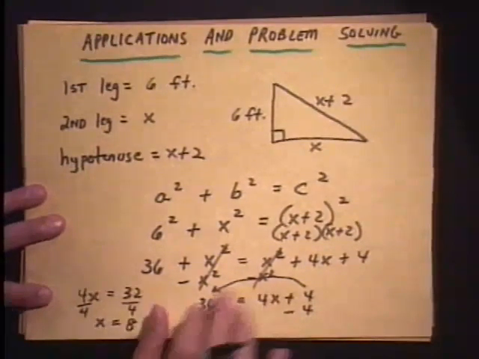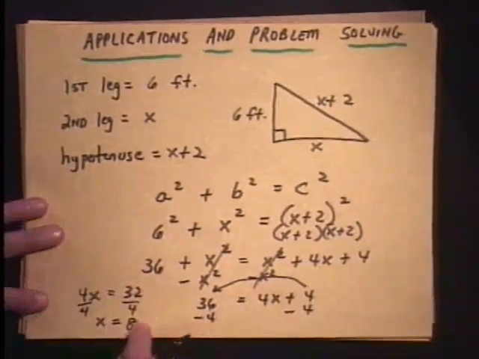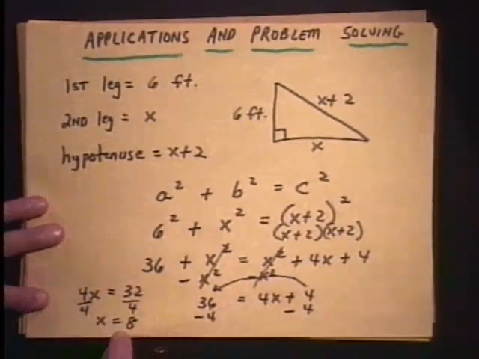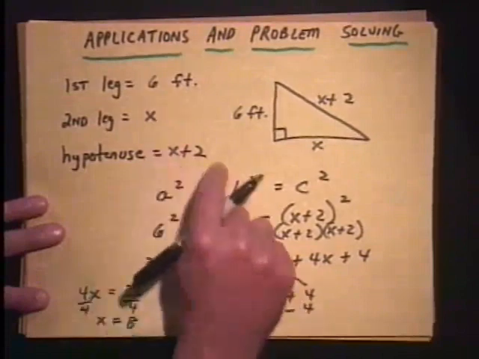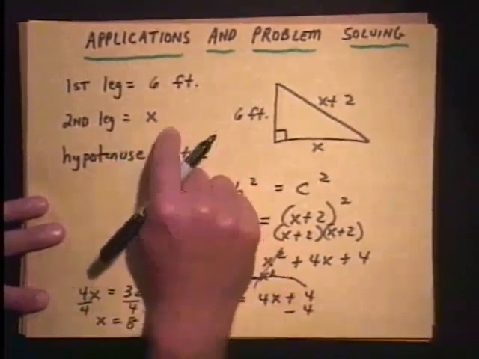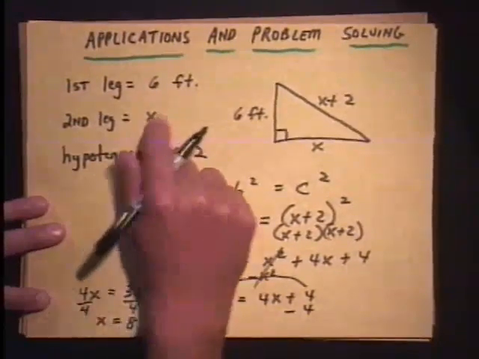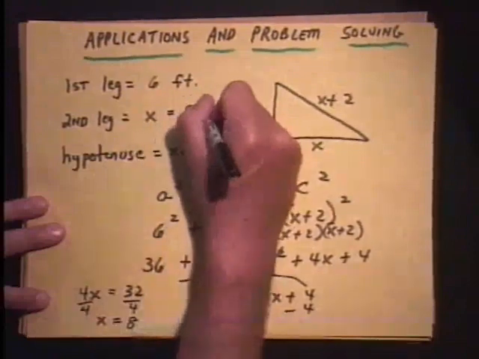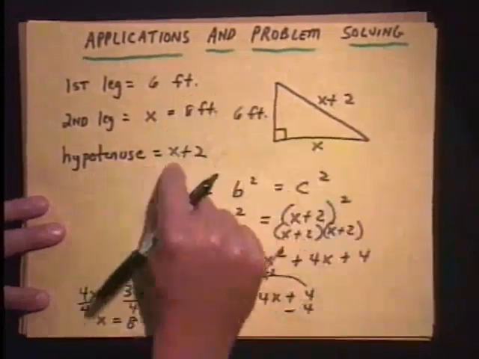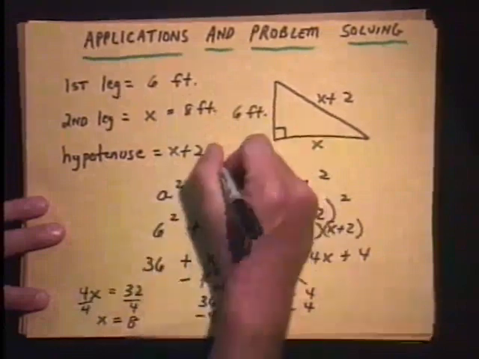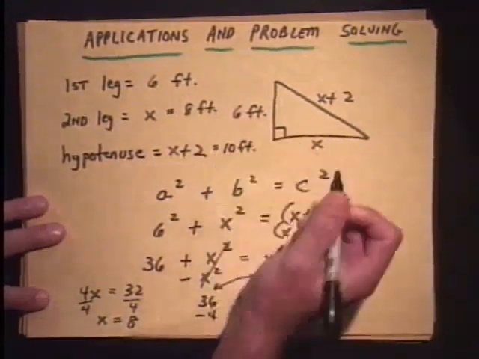Now when you solve for x, again, don't jump for joy. Make sure you answer what the question is being asked. The 8 is what part of this right triangle? It is the second leg. That's what we let x equal. So we have to plug it back in up here, and it would be 8 what? 8 feet. And then the hypotenuse is 8 plus 2, which would be 10 feet.